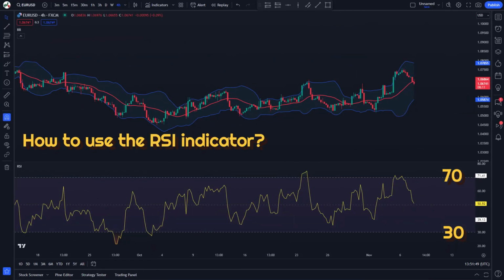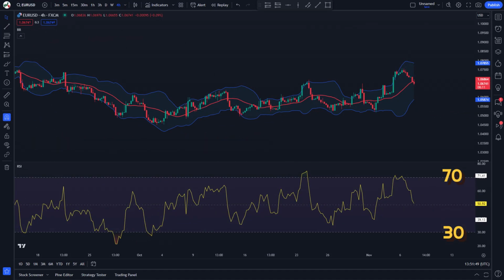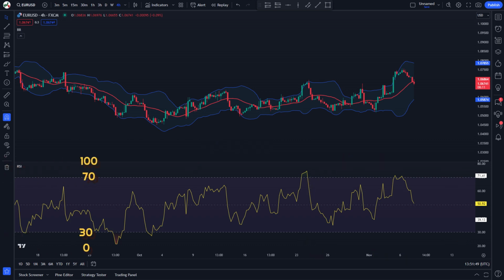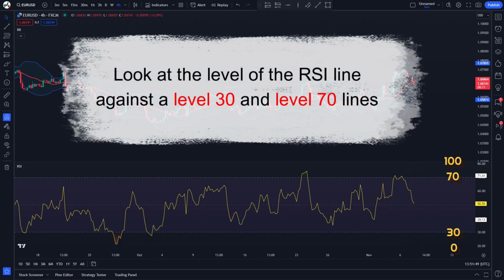How to use the RSI indicator. The RSI element consists of three main lines, namely the level 30 line, the level 70 line, and the RSI line. In its application, the RSI uses a scale of 0 to 100, which reflects price conditions in the market. The simplest use of the RSI indicator is to look at the level of the RSI line against the level 30 and level 70 lines.